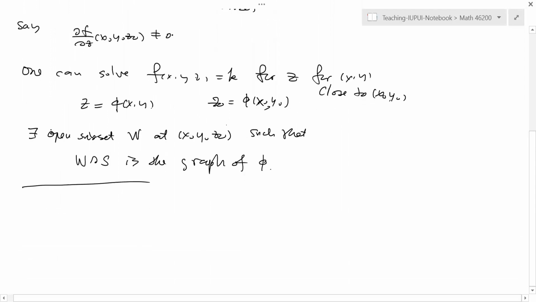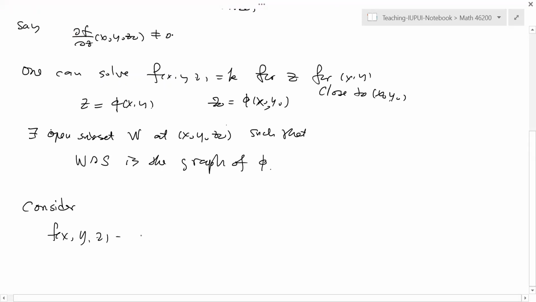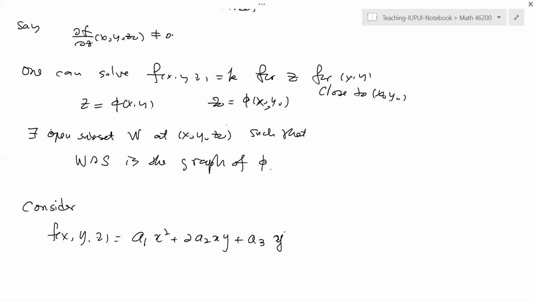Now we are going to consider a special function, which is called the quadratic function. We're going to consider this type of function. They are in the form a1 x squared, so it involves squares. Consider, let me erase this. A1 x squared plus A2 xy plus A3. I have more than that, lots of coefficients.